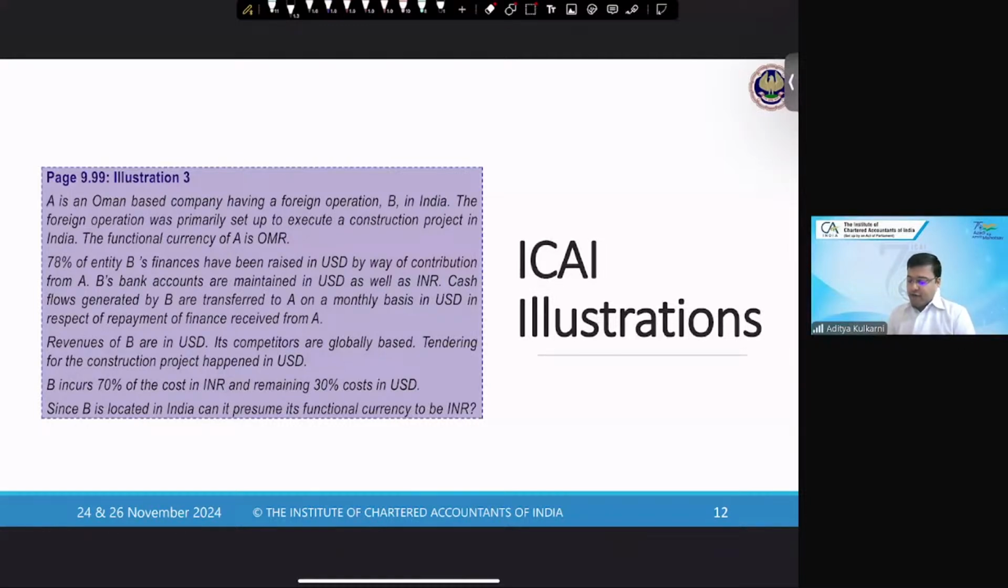78% of entity B's finances are raised in USD by way of contribution from A. B's bank accounts are maintained in USD as well as INR. Cash flows generated by B are transferred to A on a monthly basis in USD in respect of repayment of finance received from A. Revenues of B are in USD, competitors are globally based, and tendering for the construction project happened in USD. B incurs 70% of the cost in INR, remaining 30% cost in USD. Since B is located in India, can it presume that its functional currency will be INR?